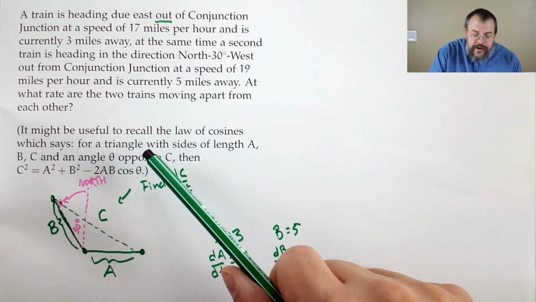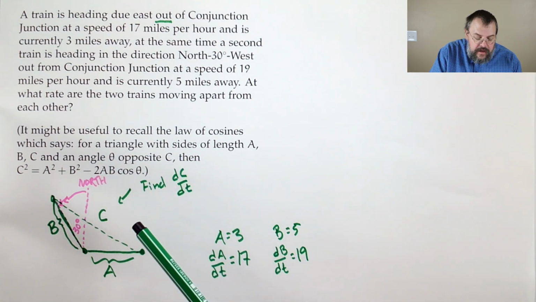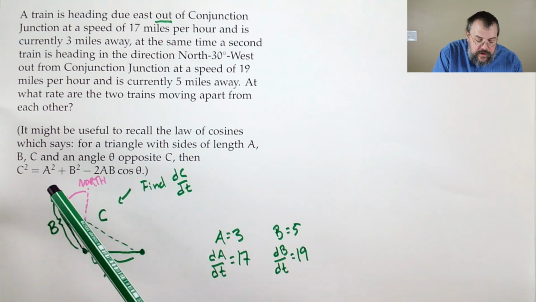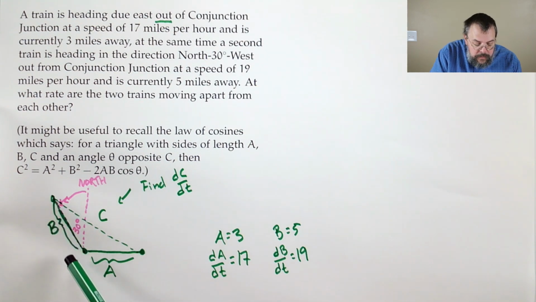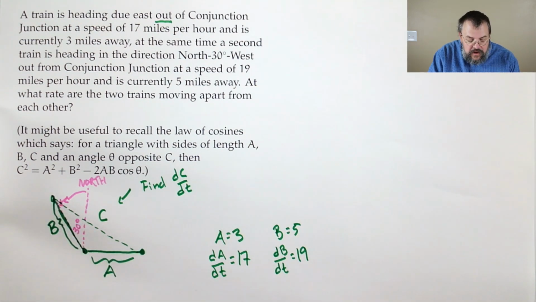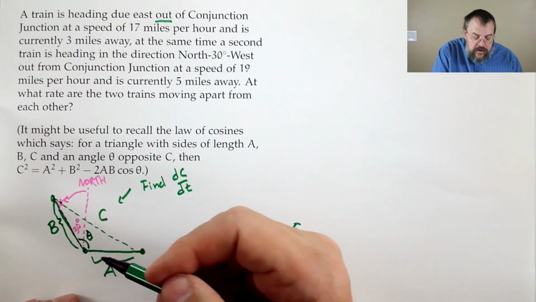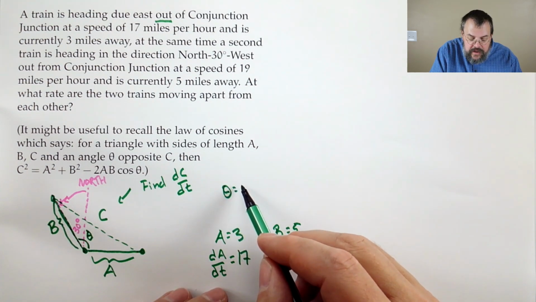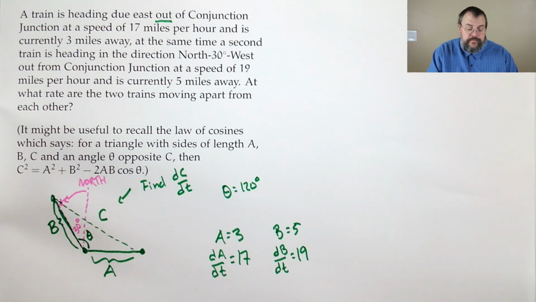It might be useful to recall the law of cosines, which says, for a triangle with sides of length A, B, C and an angle theta opposite C, then C squared equals A squared plus B squared minus 2AB cosine theta. Here, we have A, B, C. Okay, good. And where does theta fit into this picture? Theta would be this angle here. In our case, theta should be 120 degrees because you have a 90-degree angle plus 30 degrees more.